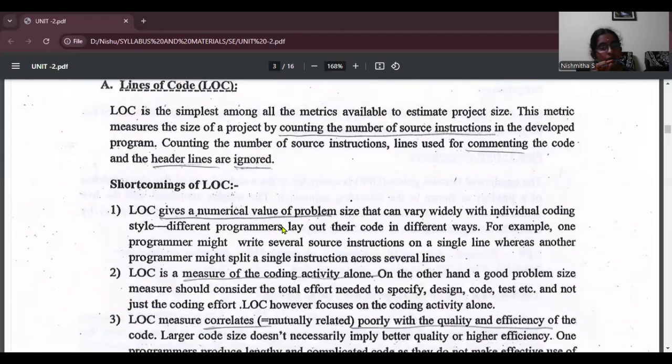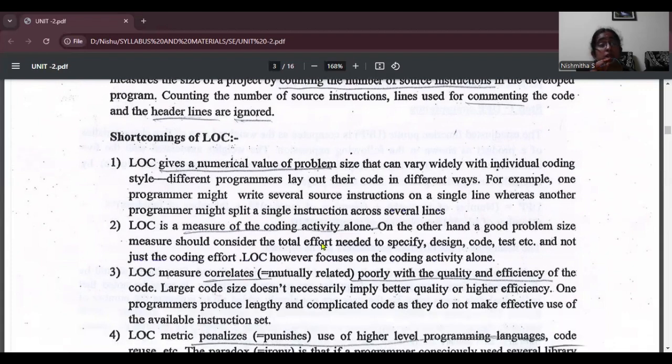The shortcomings of lines of code. LOC gives a numerical value of problem size that can vary widely with the individual coding style. Different programmers lay out their code in different ways. For example, one programmer might write several source instructions on a single line, whereas another may write them in a large number of lines in detail. Lines of code is a measure of coding activity alone.